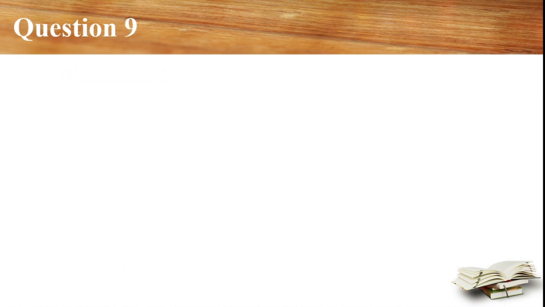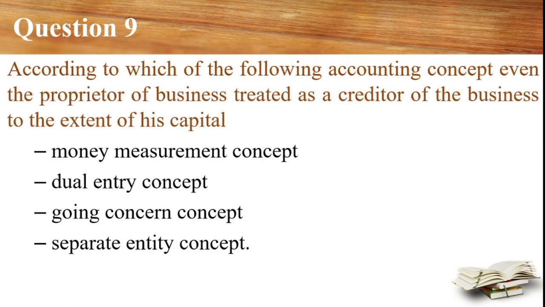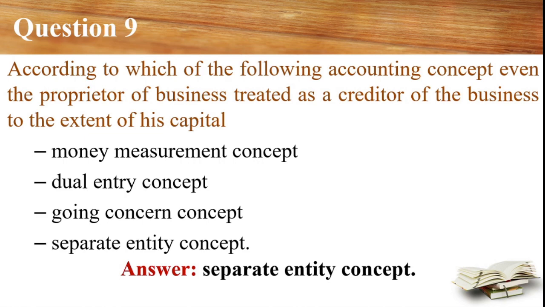Moving on to the ninth question. According to which of the following accounting concepts is even the proprietor of business treated as a creditor of business to the extent of his capital? Options: money measurement concept, dual entry concept, going concern concept, separate entity concept. And the answer is separate entity concept.